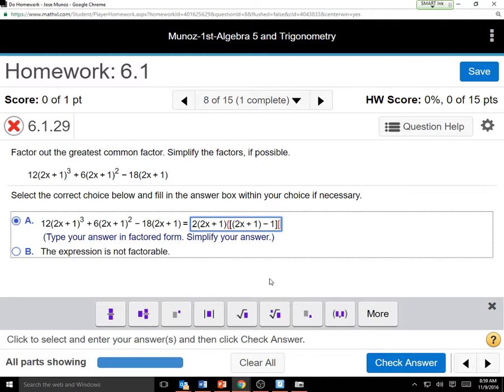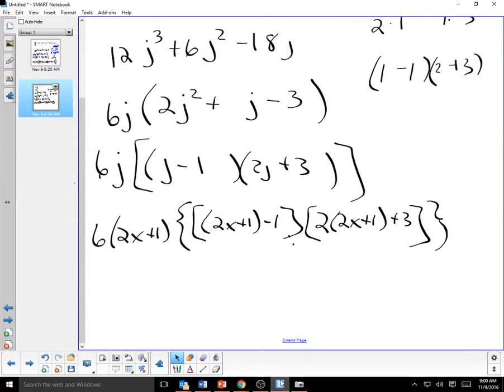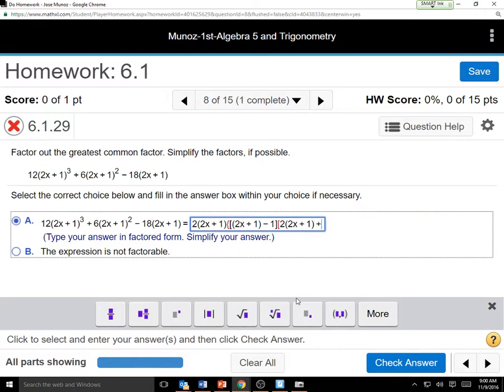2 times 2x plus 1. Close parenthesis. What is it? Plus 2x? Plus 2? Plus 3. Plus 3. I was close. Yeah, you were. Close that, with the brace on.